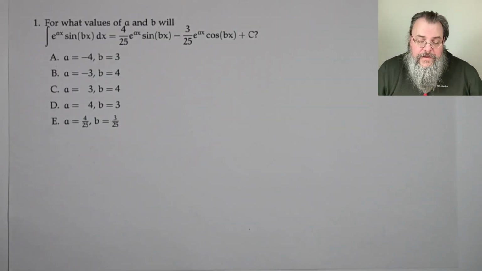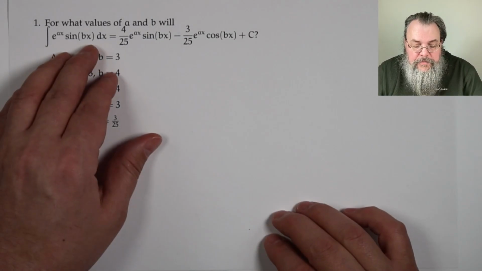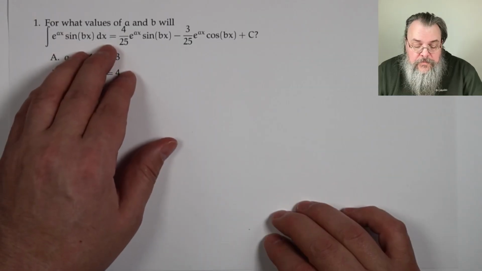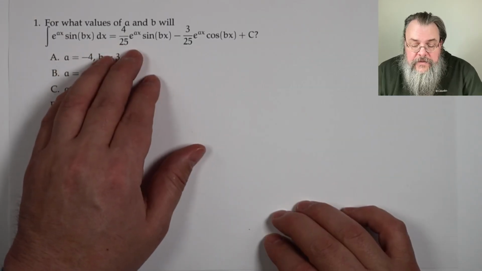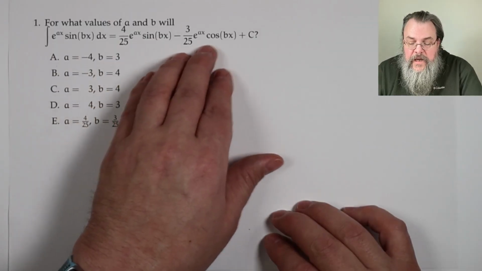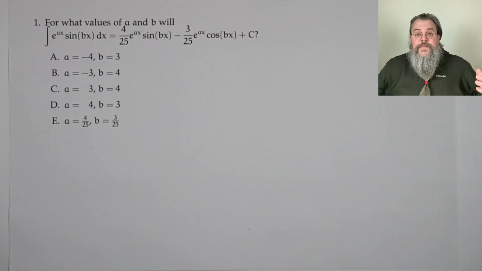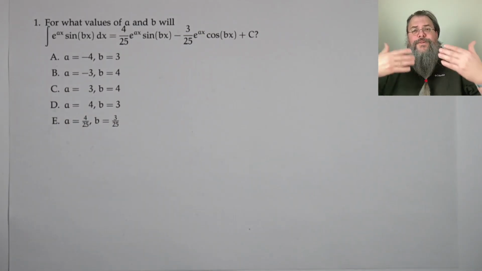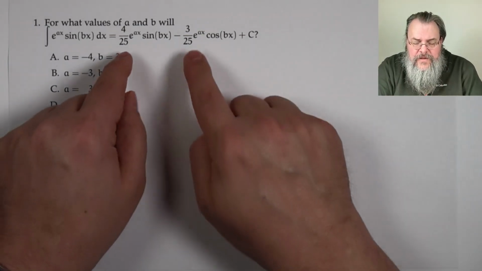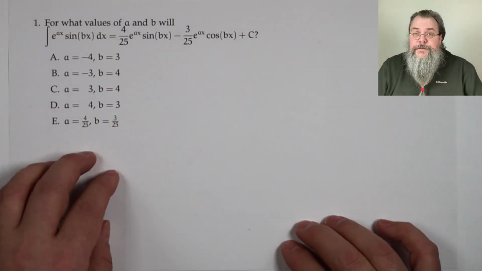For what values of a and b will the integral of e to the ax sine bx dx equal 4 over 25 e to the ax sine bx minus 3 over 25 e to the ax cosine bx plus c? All right, so we're almost given the integral. We have these coefficients, but what are a and b? And we have some options here.